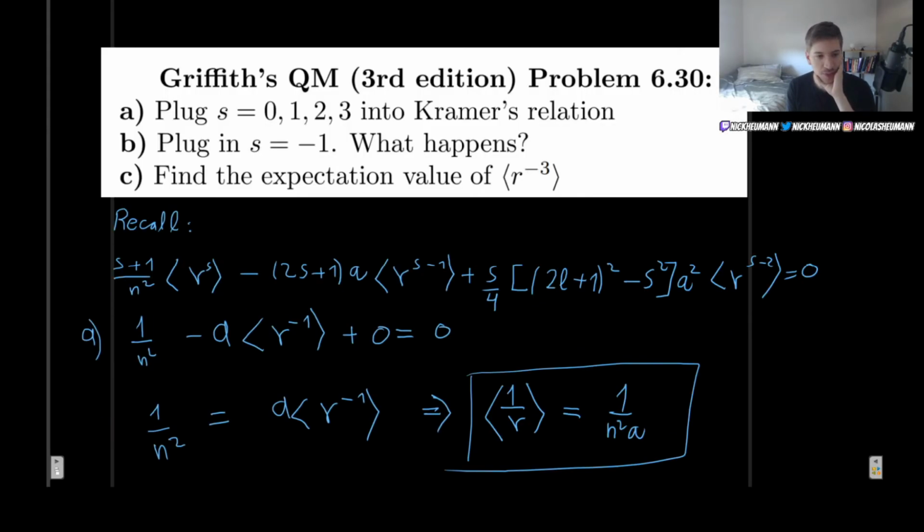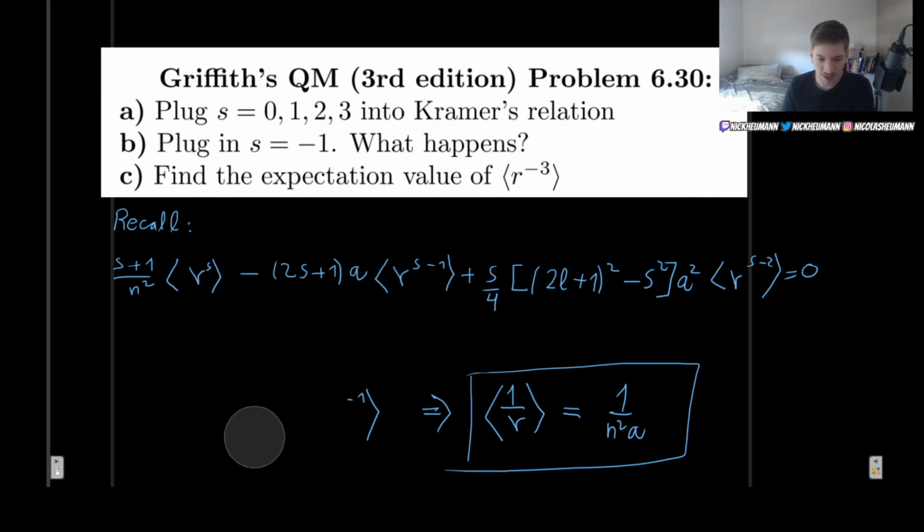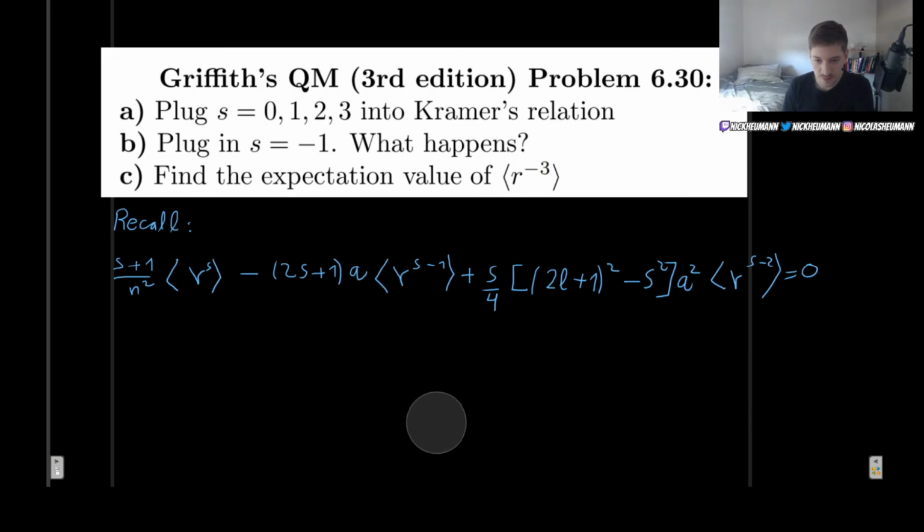Now let's go to part B, because in part B they say let's plug in s equal minus 1 to Kramer's relation and see what happens. So let's do exactly that. Let's go back here. I'm going to write it here: the expectation value of 1 over r is 1 over n squared a, just in case it pops up.